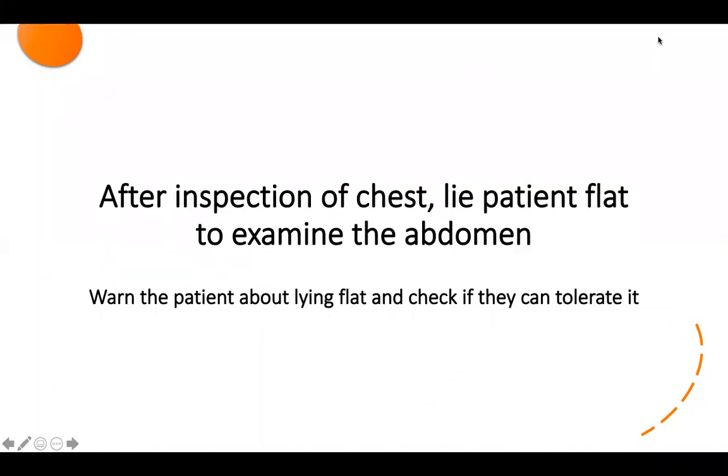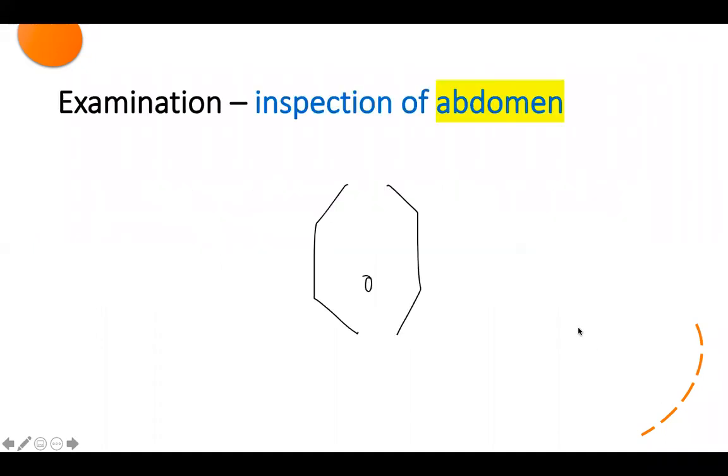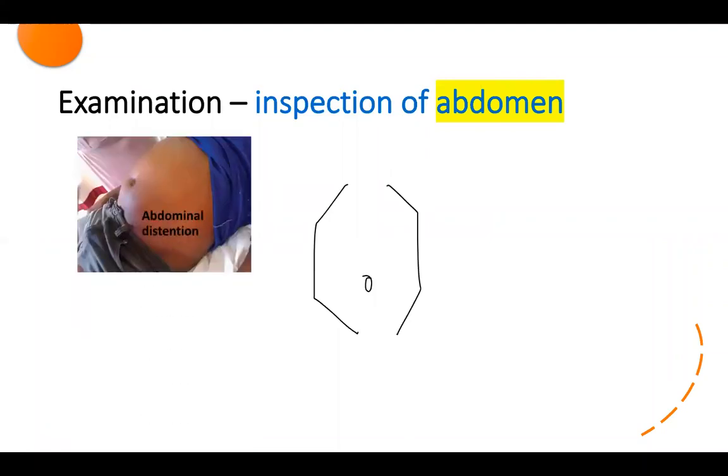Once you've inspected the chest, you want to lie the patient flat to carry on your abdominal examination. But it's important to warn the patient that the next part of the examination requires them to lie down and check if they can tolerate it and they're happy with it. So the last bit of inspection is inspecting the abdomen. So you're looking for any abdominal distension. There's usually this thing called 6 Fs, which are sort of like reasons for why the abdomen could be distended. Can you guys think of any of these Fs, why the reasons why the abdomen would be distended?